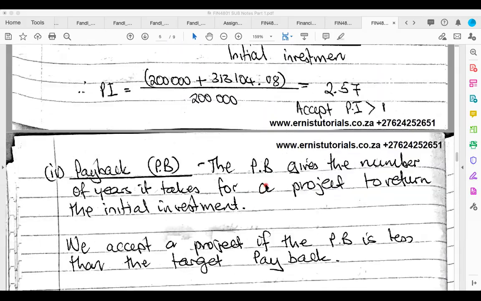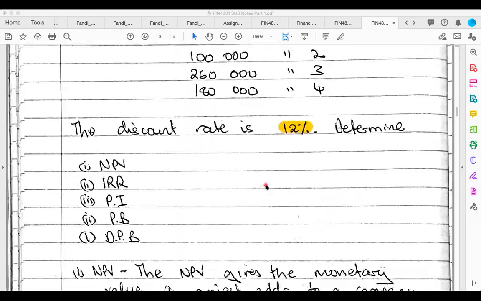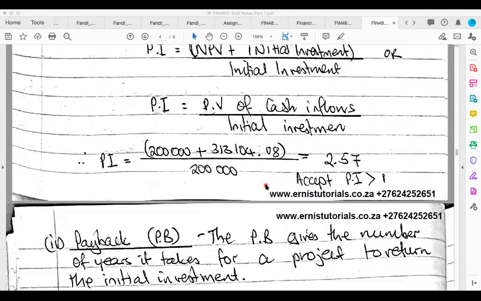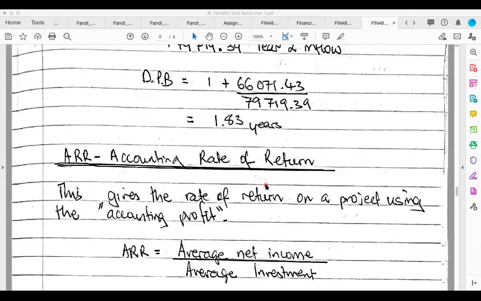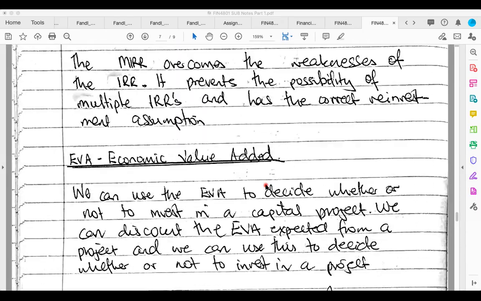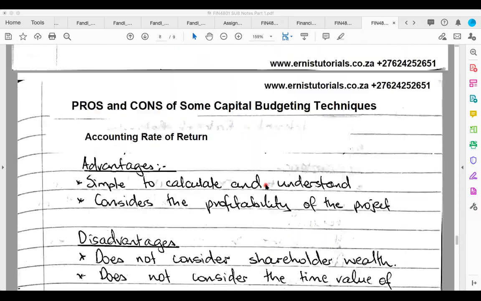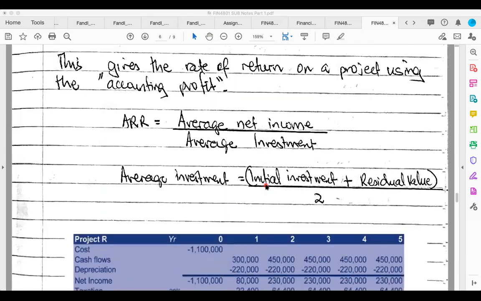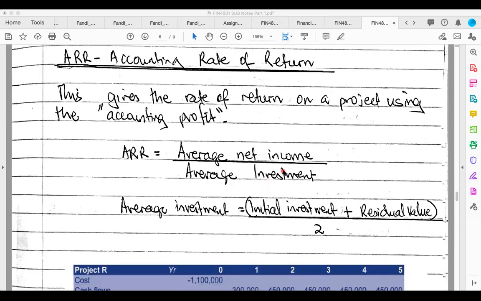So those were the capital budgeting techniques I was looking at through the example. Now I want to talk about the accounting rate of return, the modified internal rate of return, and the economic value added. These last three tend not to be asked in the exam, so we'll just talk about them briefly. The accounting rate of return might be asked, but the economic value added and the modified internal rate of return, I doubt they would be asked.